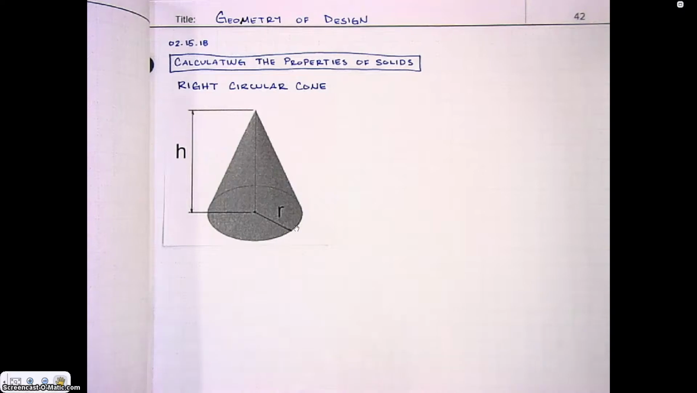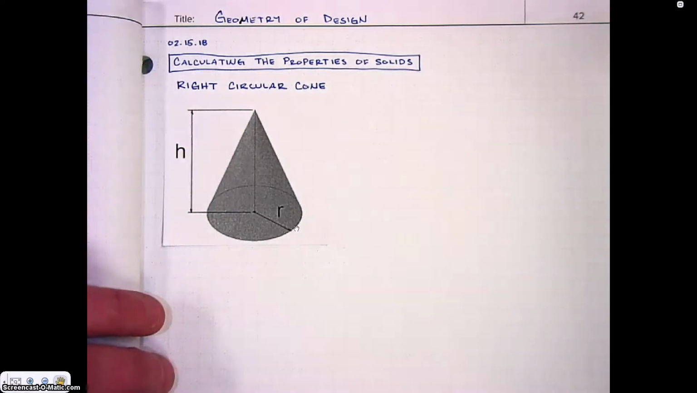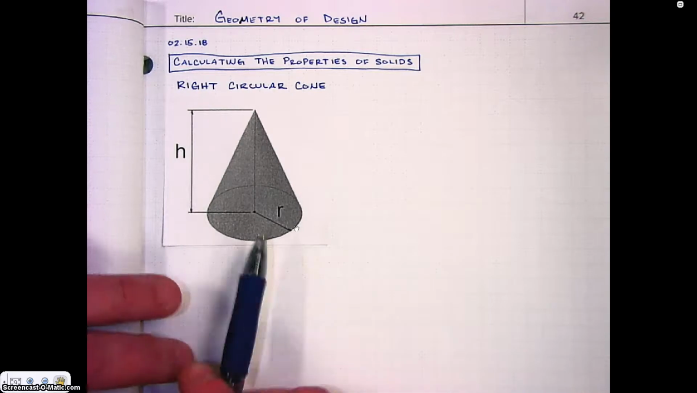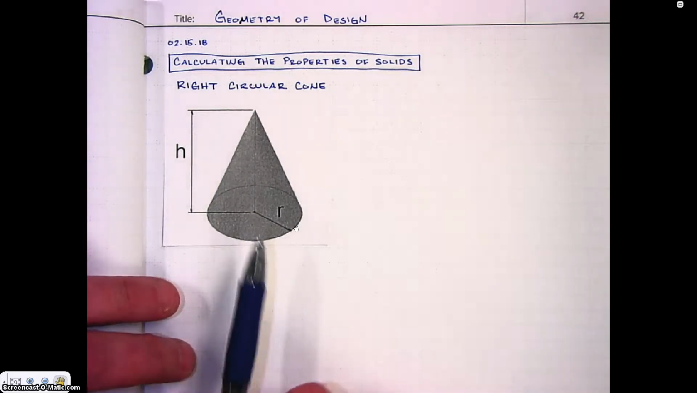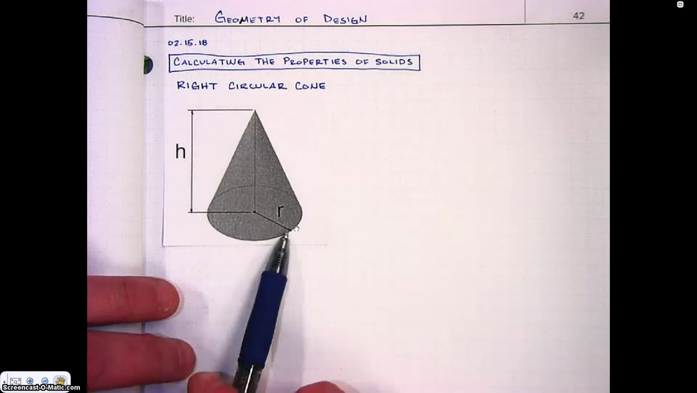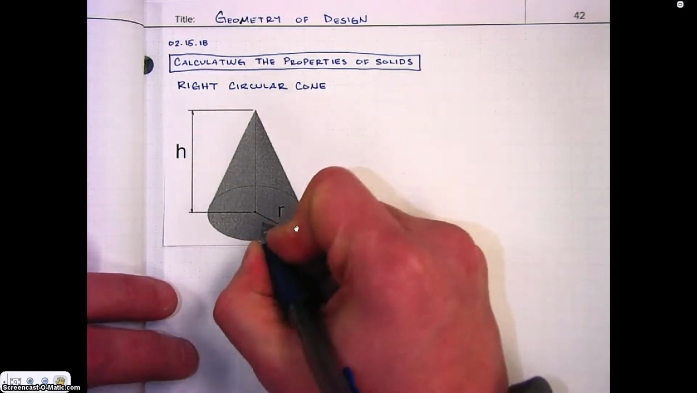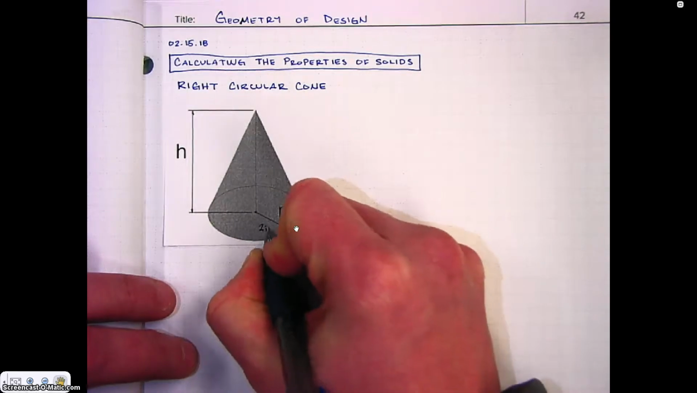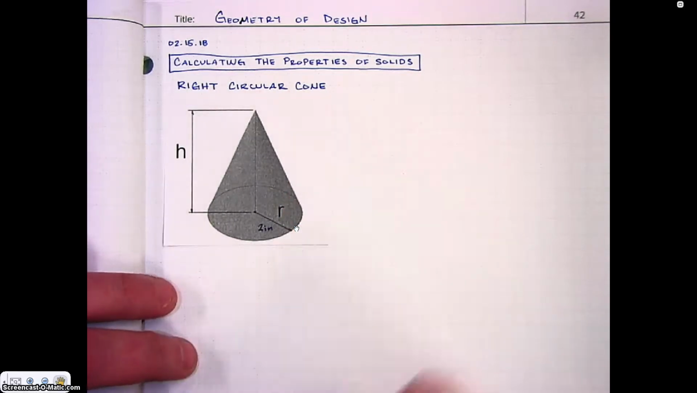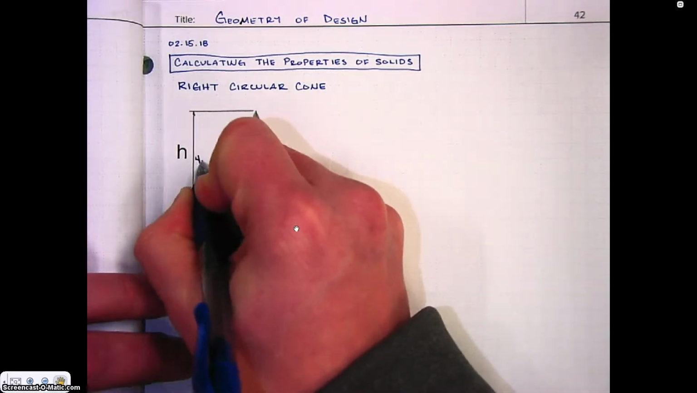All right, we're going to walk through the steps on how to calculate the volume and surface area of a right circular cone. The first thing we need to know are defining our variables. We have two variables in our example here. The first is radius, and for our example, we're going to use a radius of 2 inches. And we're going to use a height of 4 inches.